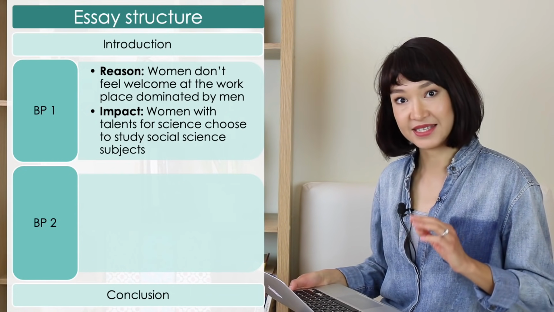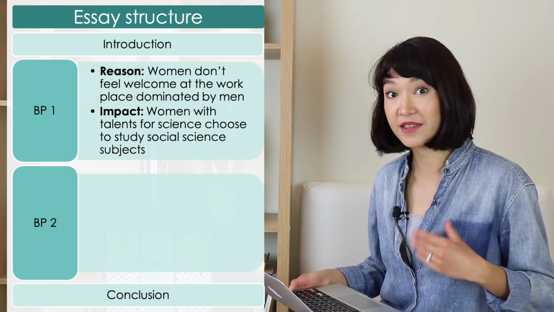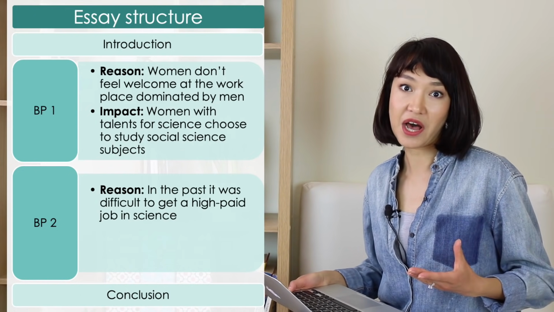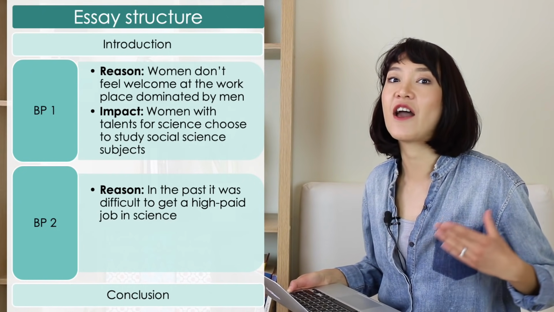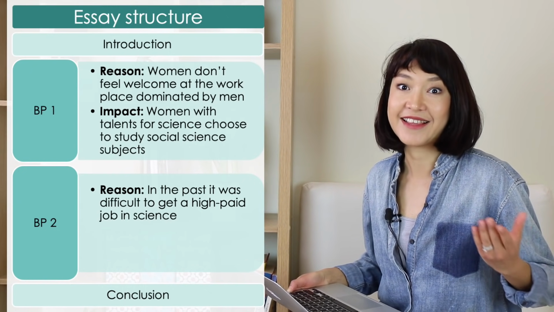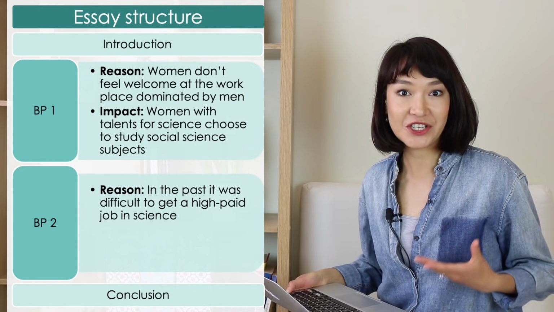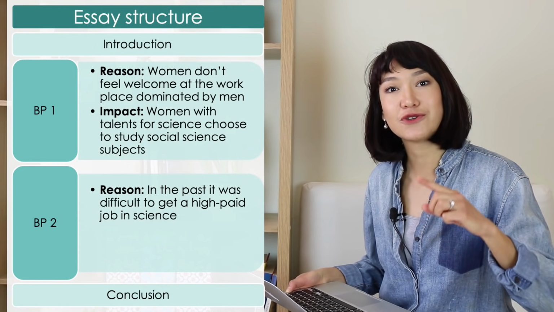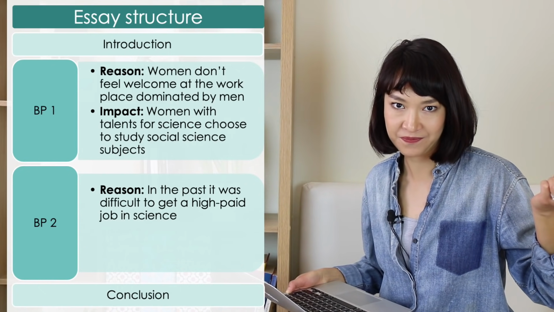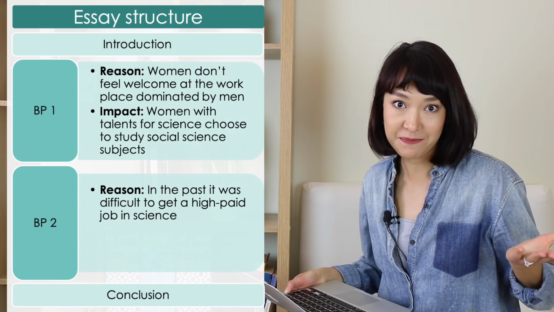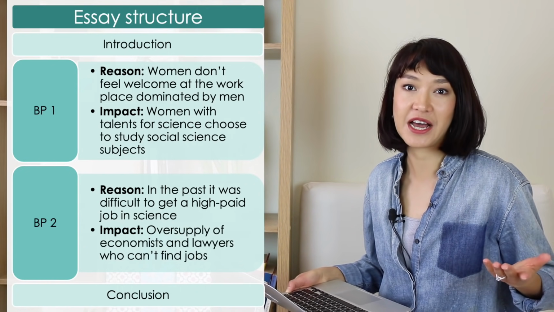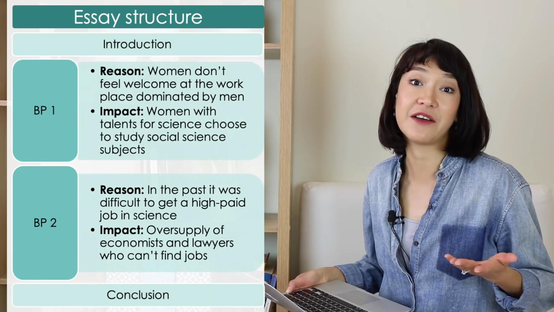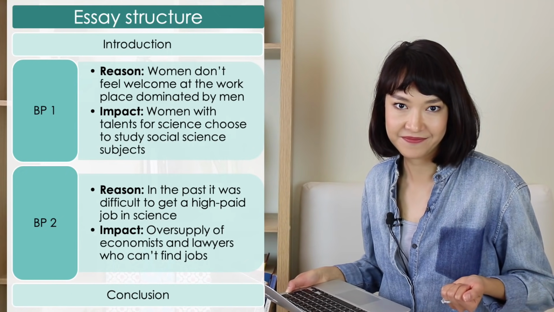And then in the second body paragraph, I'm going to give the second reason, the second idea. In the past, it was difficult to get a high-paid job in science. That's why bright and ambitious young people choose to study other subjects in order to get a high-paid job. And what's the impact? We have an oversupply. We have too many economists and lawyers, and we don't have enough scientists.